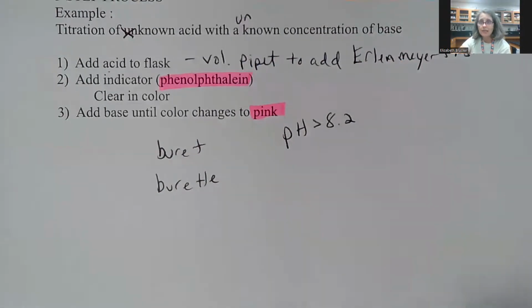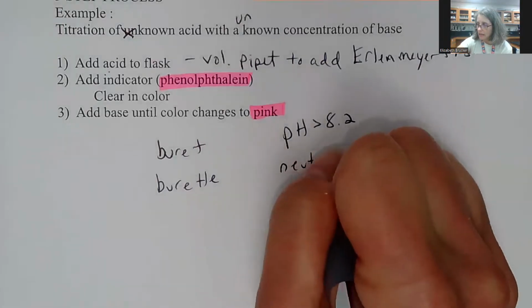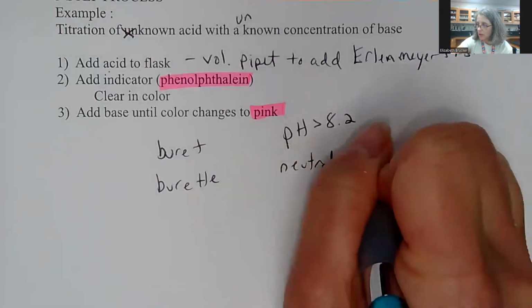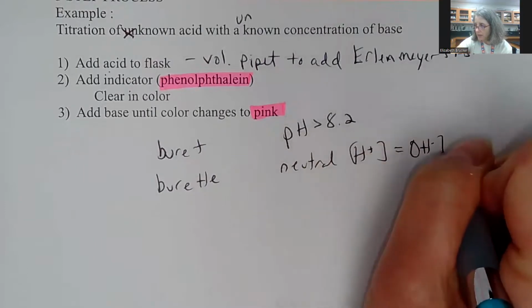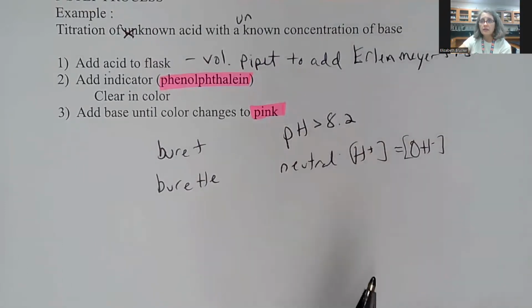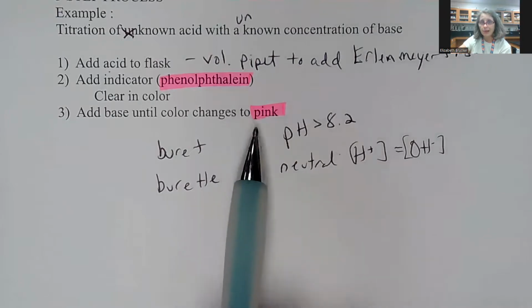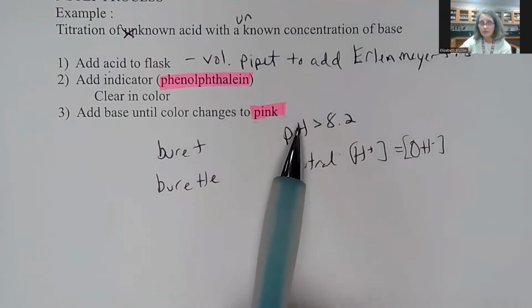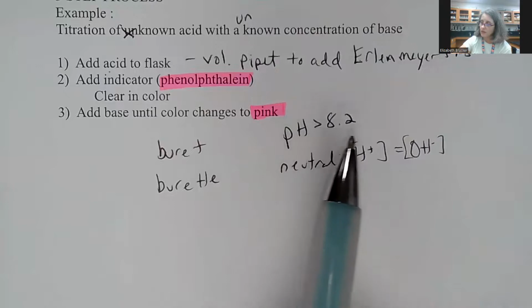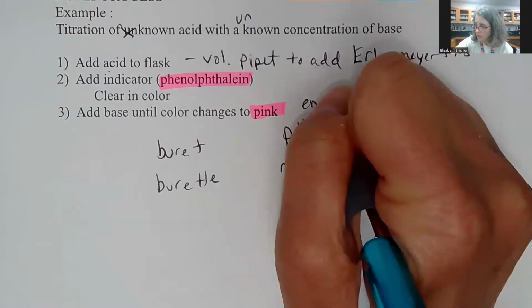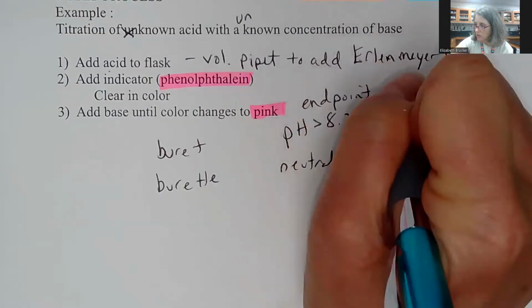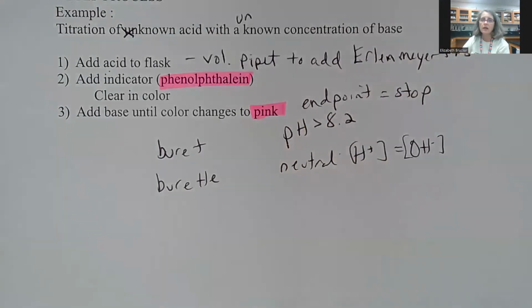And 8.2 isn't exactly what we call neutrality, okay, because neutrality is where we have H plus and OH minus exactly equal. But again, in this step-by-step process, the turning of the pink is definitely going to tell me that I have a stopping point, okay? So this is going to be what we call my end point. This is where we're going to stop everything and not add any more base to it.